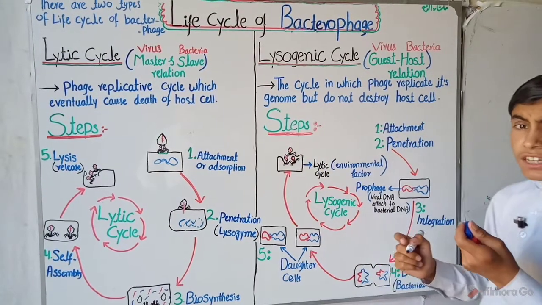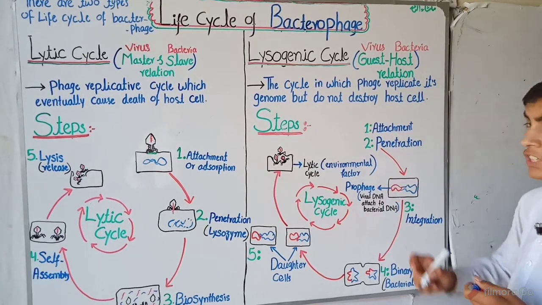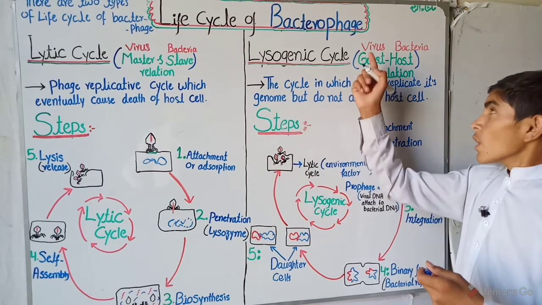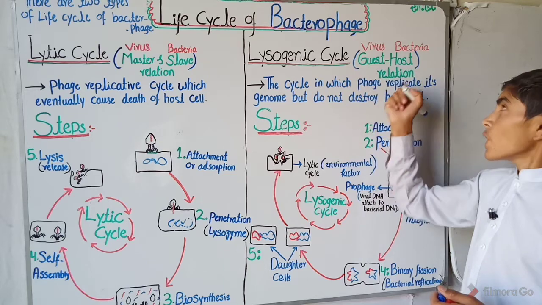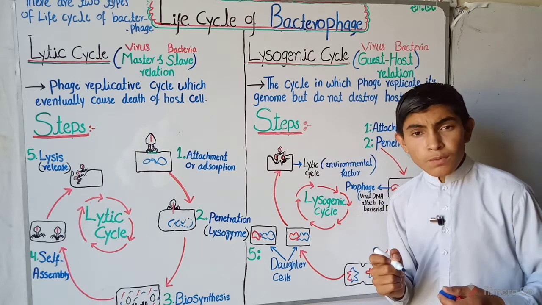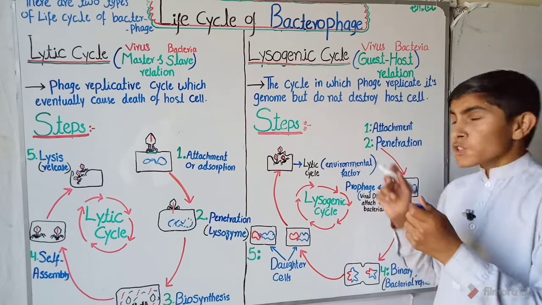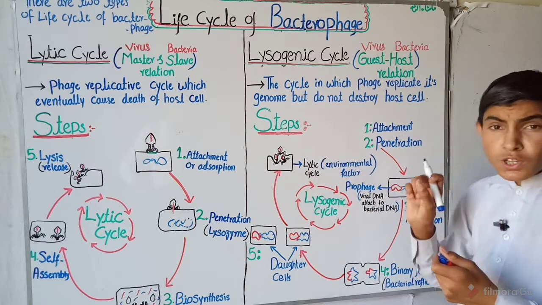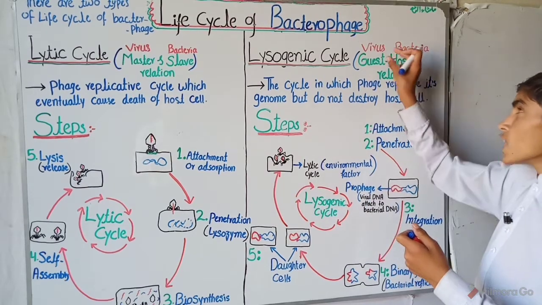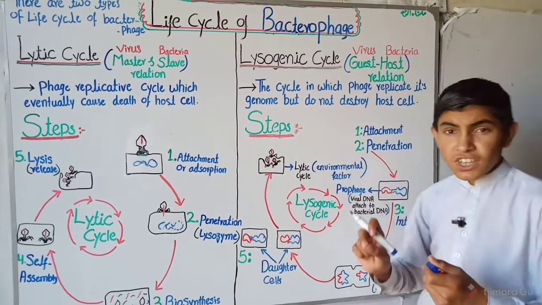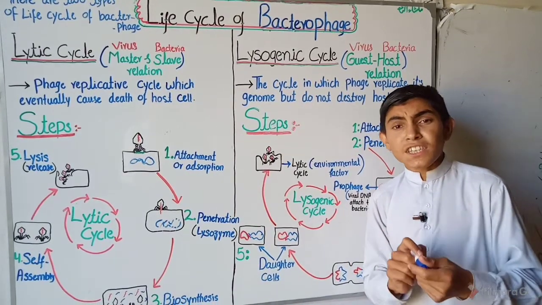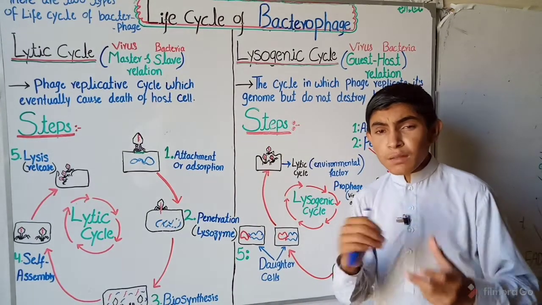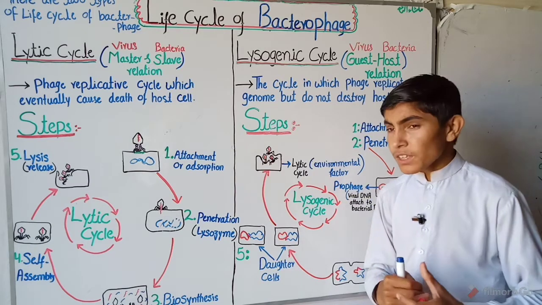So the lysogenic cycle is also known as the guest-host relationship. In this, the virus plays the role of a guest while the bacteria play the role of a host. Just like a guest does not damage a host, a virus also does not damage the bacterial cell. In this case the virus lives inside a bacterial cell in harmony with the bacteria.